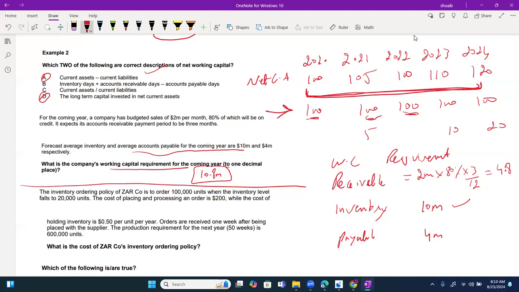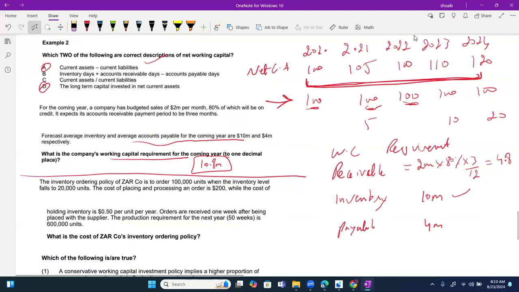Next, Zarco. The inventory ordering policy of Zarco is to order 100,000 units when the inventory level falls to 20,000 units. You will order 100,000 units order quantity. When inventory falls to this level, this is reorder level. Cost of placing and processing an order is 200, ordering cost. While the cost of holding inventory is 0.5. Orders are received 1 week after being placed. This is lead time.